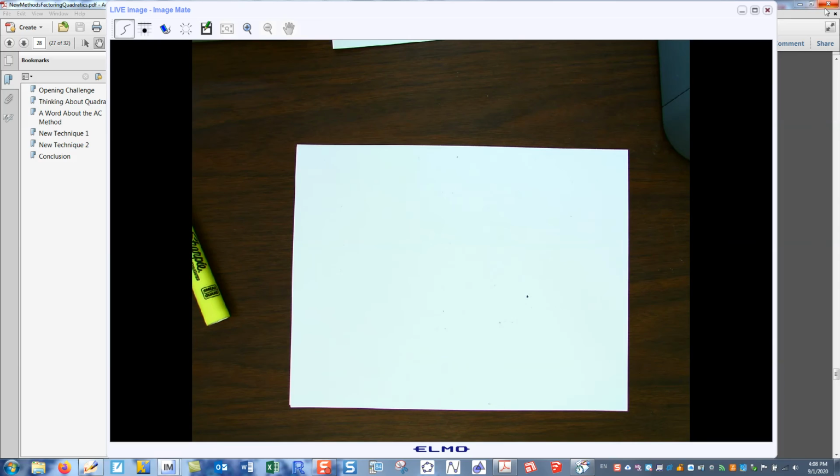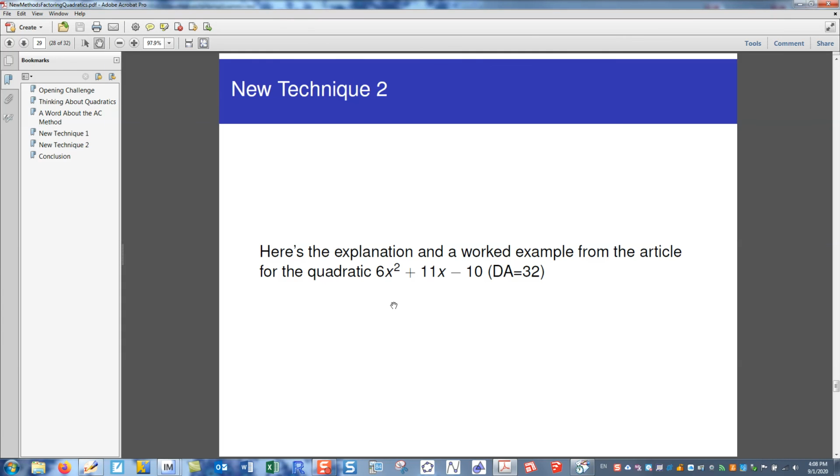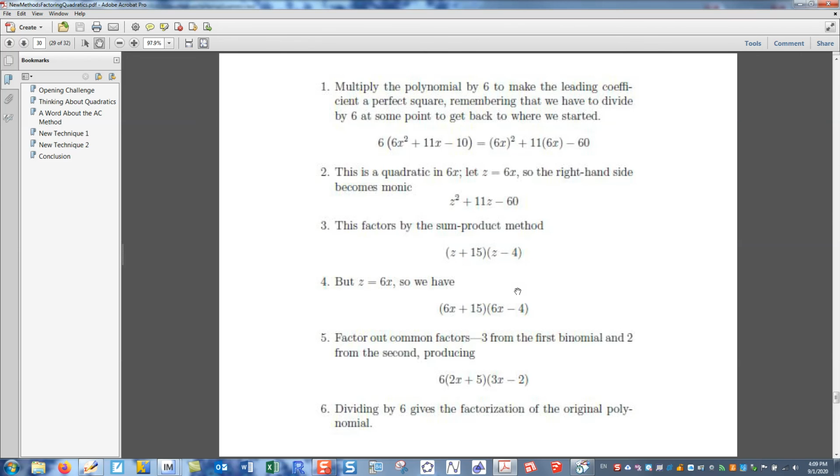So in the article, which I'll attach again to the handouts for the talk, the author has a worked example for the quadratic 6x squared plus 11x minus 10. I analyzed this and it has a difficulty assignment of 32. So somewhere in between our two worked examples, which have difficulty assignments of 24 and 96 respectively. Here's a picture of what it looked like. And I think you'll recognize it.